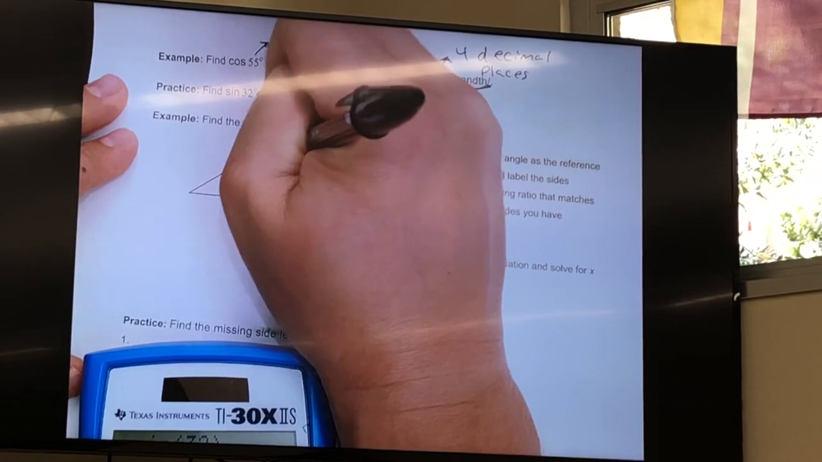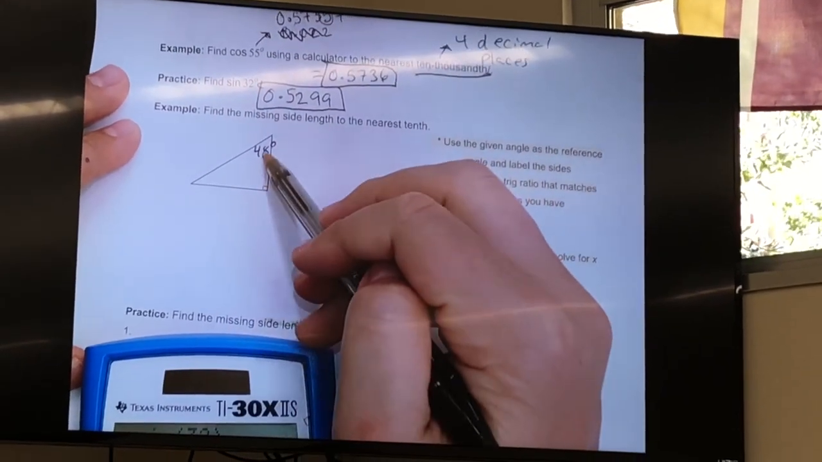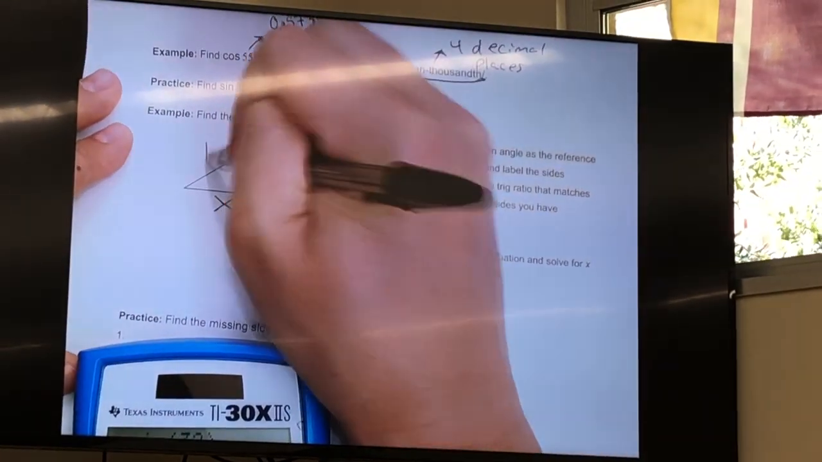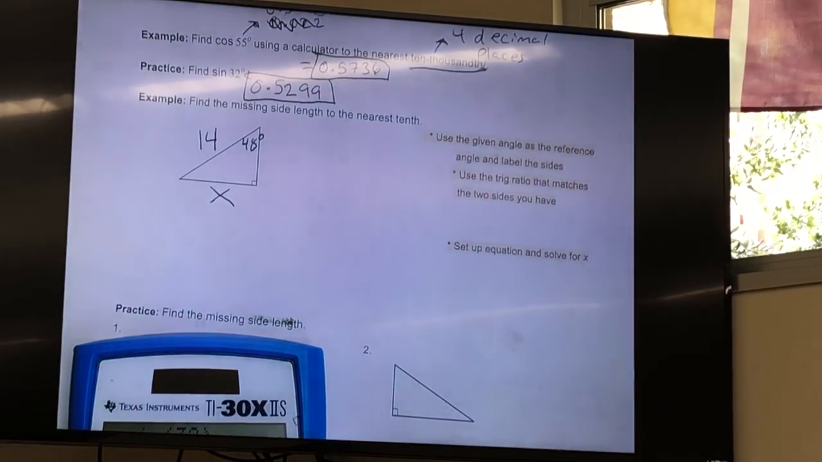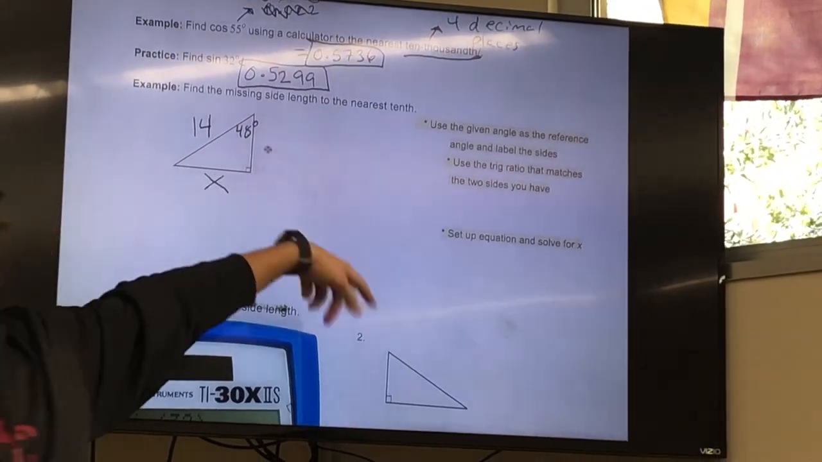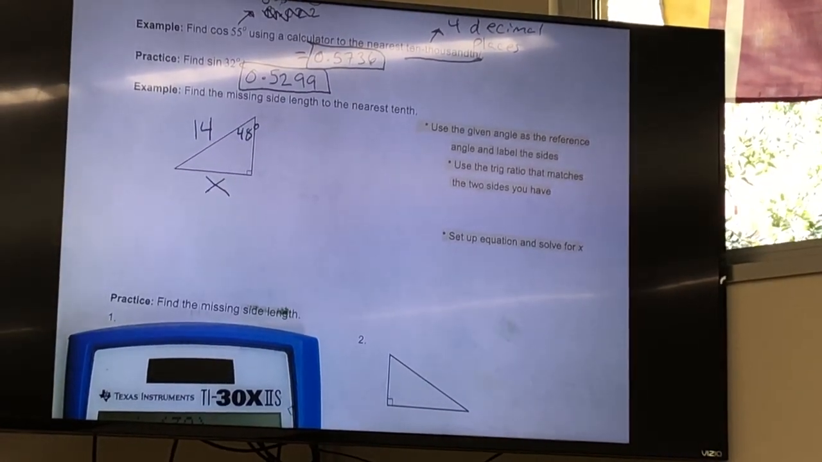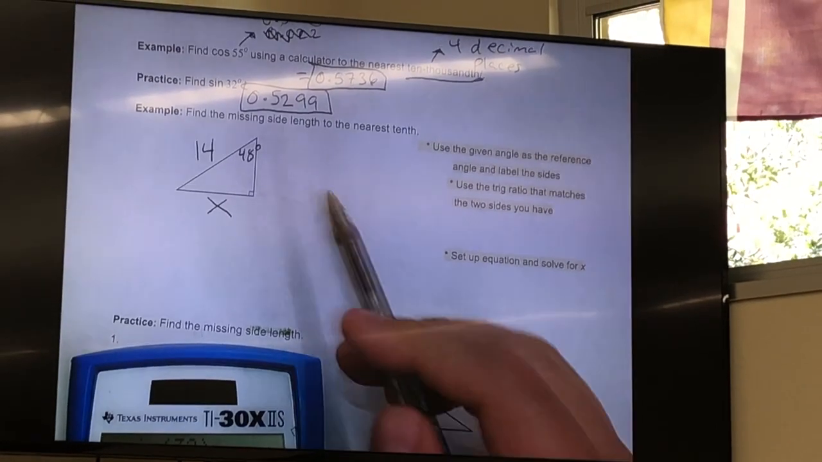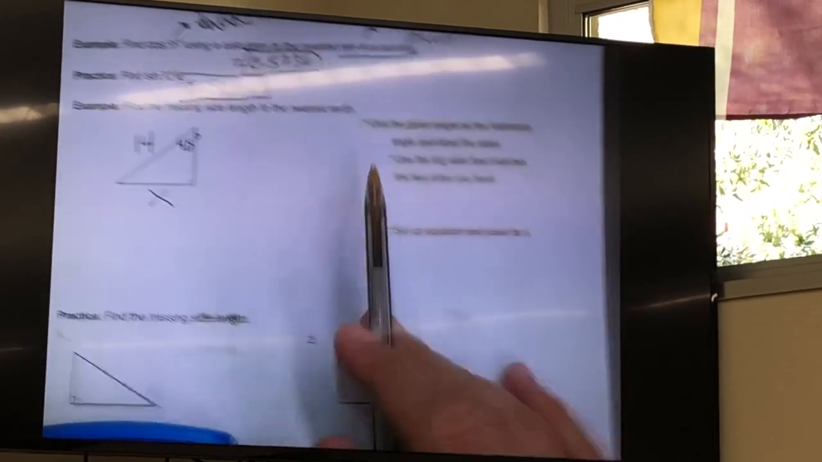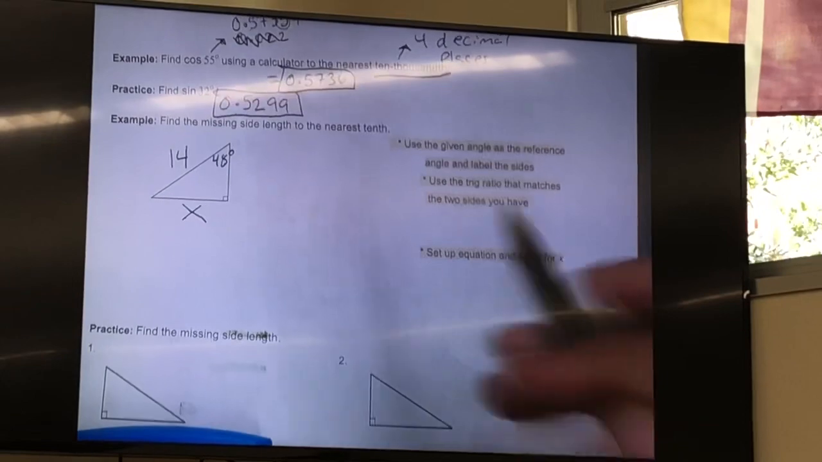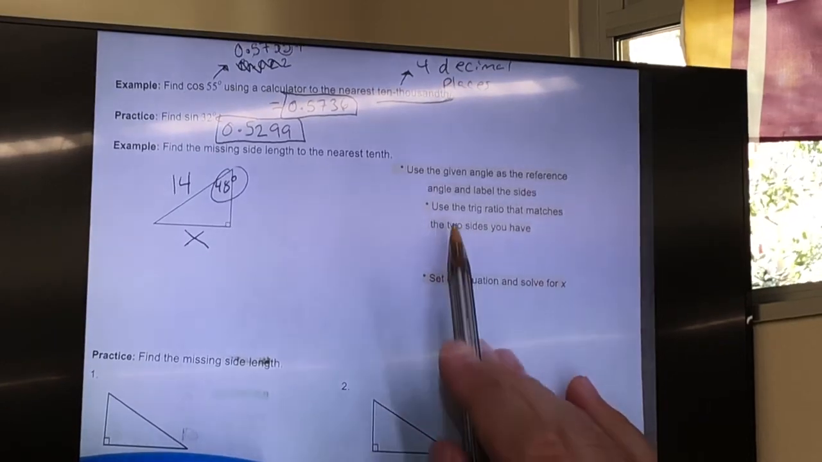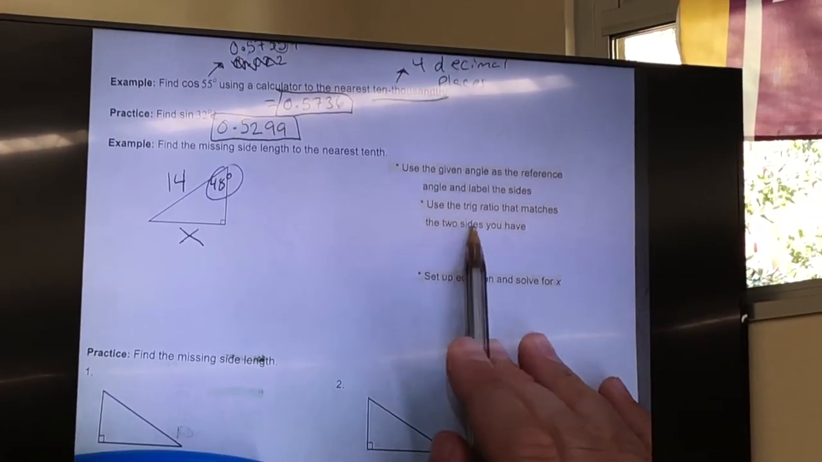We're given that we're looking at a 48-degree angle. We are given that this side is called x, and this side length is 14. Miss May, they didn't give me that problem. Do you think I need to worry about it if it's not given? I don't think so. I don't think so either. So it says find the missing side length. Missing is our x. What you guys should be doing, use the given angle as the reference angle. So again, we're looking from angle 48. Use the trig ratio that matches the two sides you have.